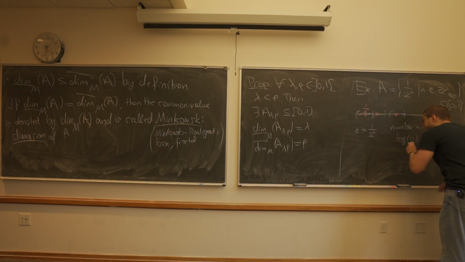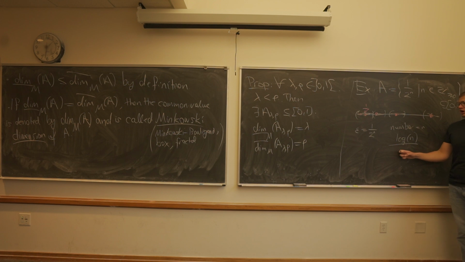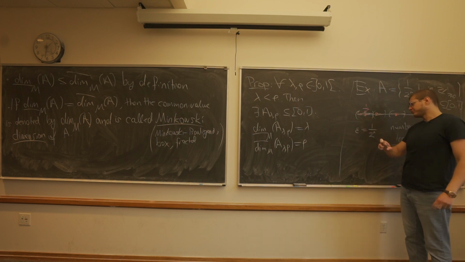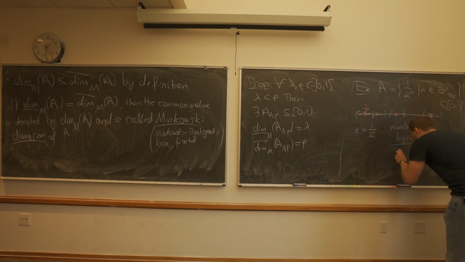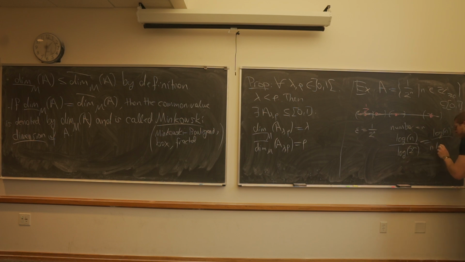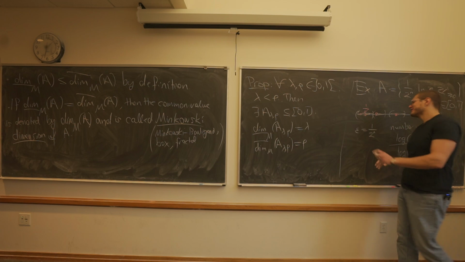So log of n divided by log of 1 over epsilon, which is log of 2 to the n. I'm going to take n to infinity. Log of n grows, but it never grows as fast as n, which means that as you take n to infinity, this is going to go to 0. Now this is sort of an upper bound, but if the upper bound is 0, everything is 0. Now the exercise is to make this formal.